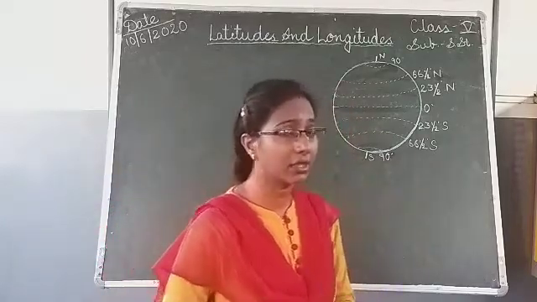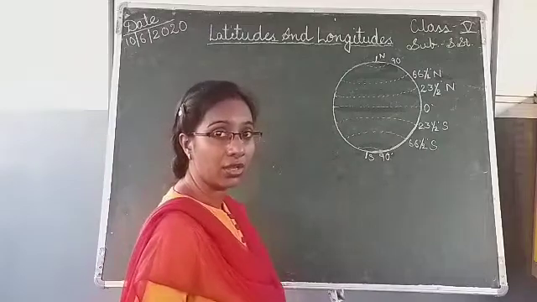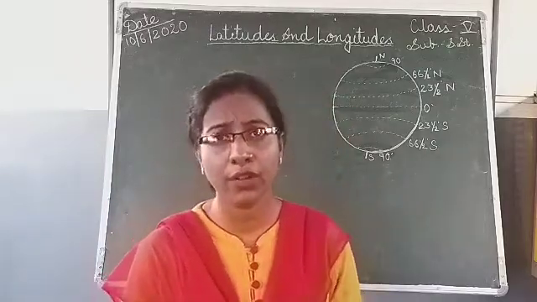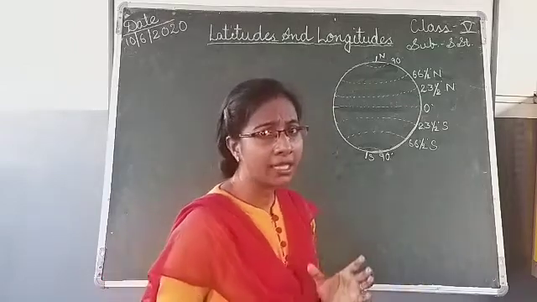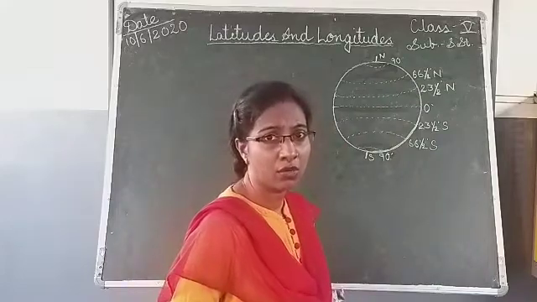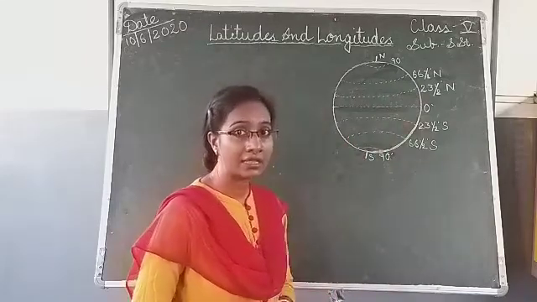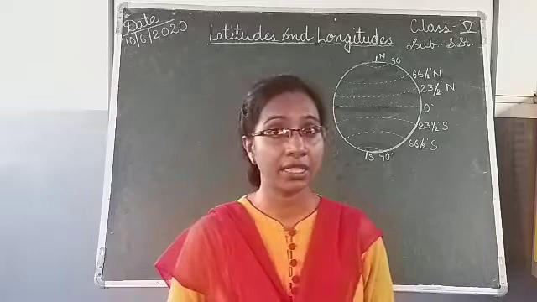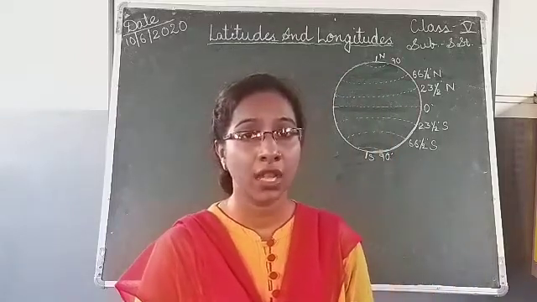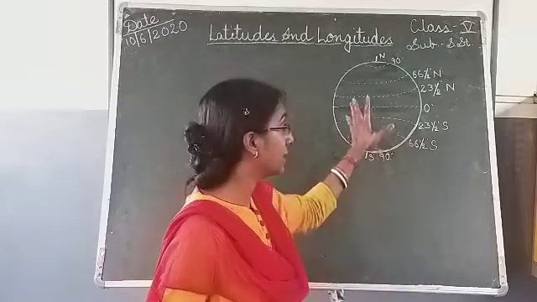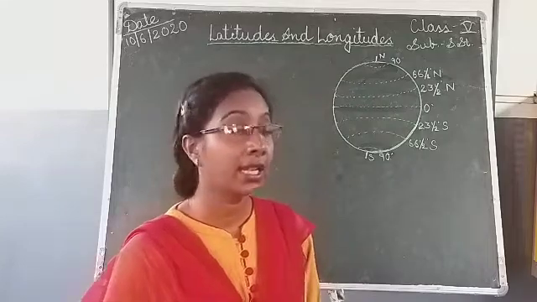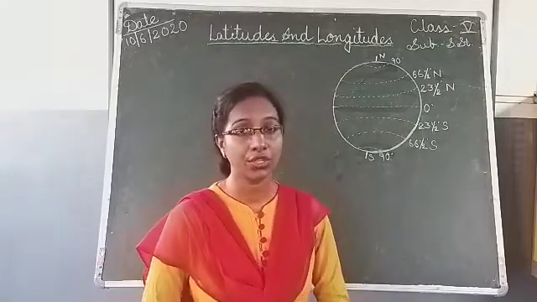Now let us discuss the topic latitudes and longitudes. Have you seen a globe? What do we find? We find that there are so many lines drawn on it. What are these lines? These lines are called imaginary lines. They are of two kinds, latitudes and longitudes.